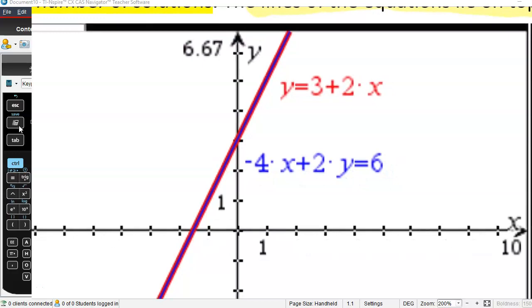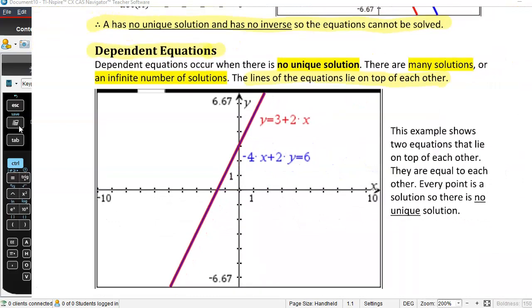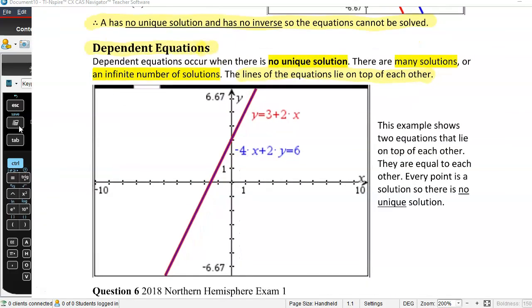They are essentially just dot, dot, dot, dot. Every single dot on both lines is a solution. So there's no unique solution. There are many solutions, or infinite number of solutions. So the equations are actually the same. Okay? So they equal to each other. Every point is a solution, so there's no unique solution. And that's what we're looking for, a unique solution.